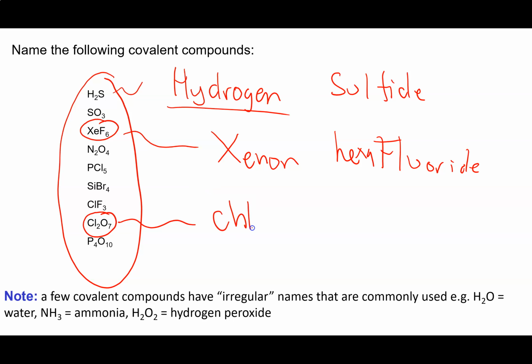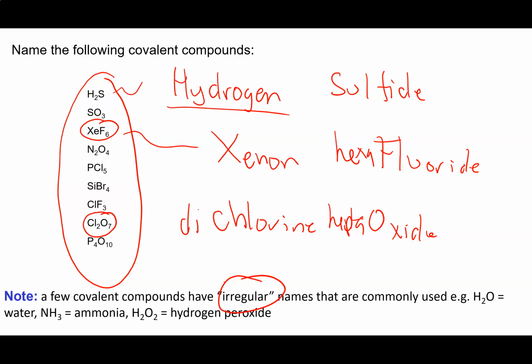Okay. Here's this one. First element, unchanged, chlorine. Second element, change the ending to "ide." There are 2 chlorines, so it's going to be dichlorine. And there are 7 oxygens, heptaoxide, hepta for 7.